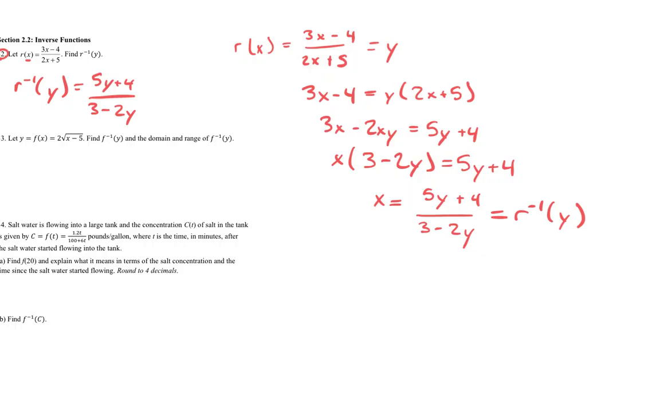And just to quickly note, this could also equal negative 5y minus 4 over 2y minus 3. And this is from just factoring out a negative from both of them. These two are the same answer here.